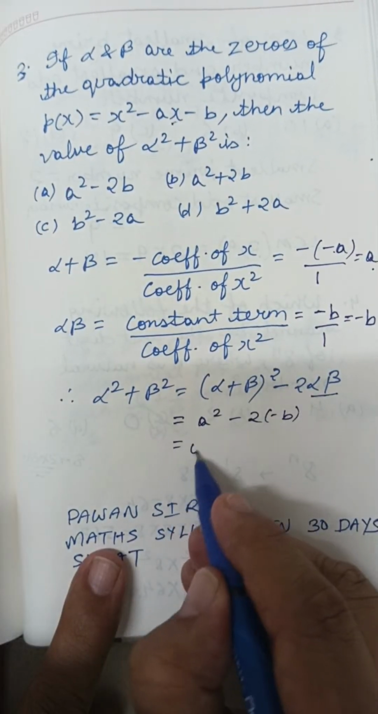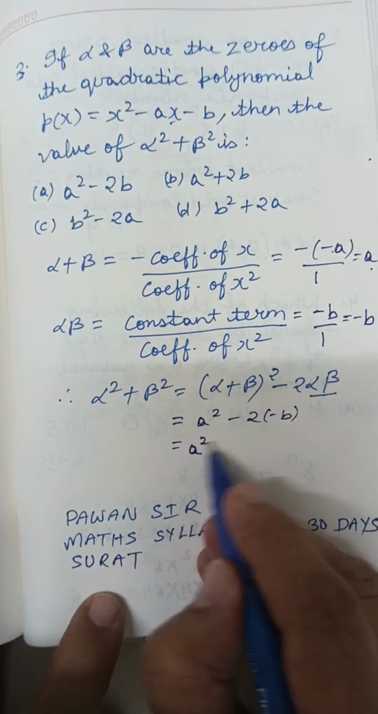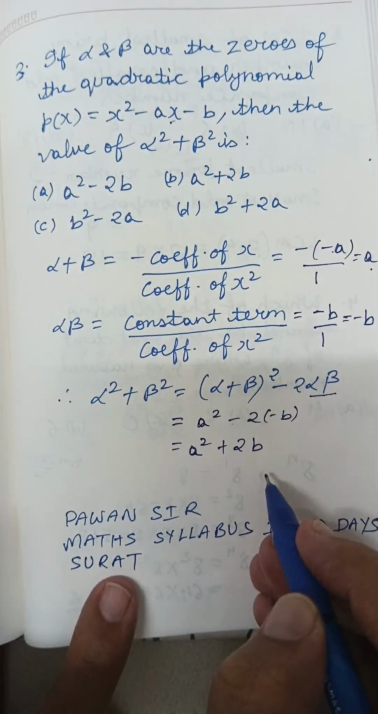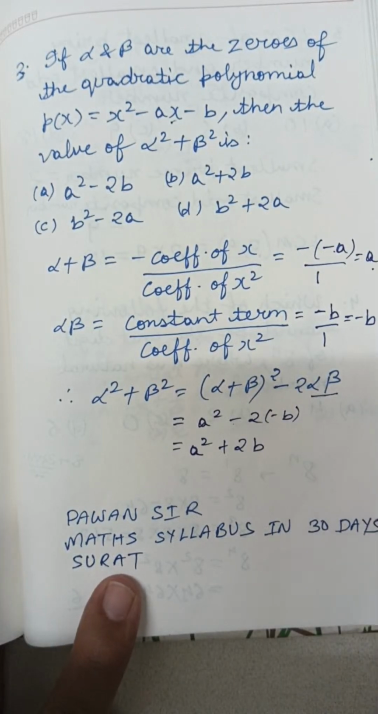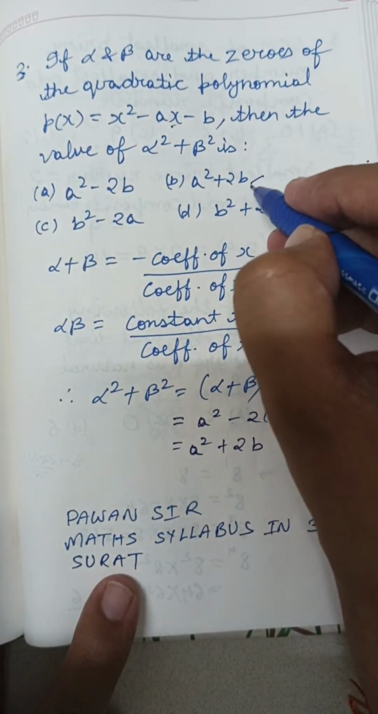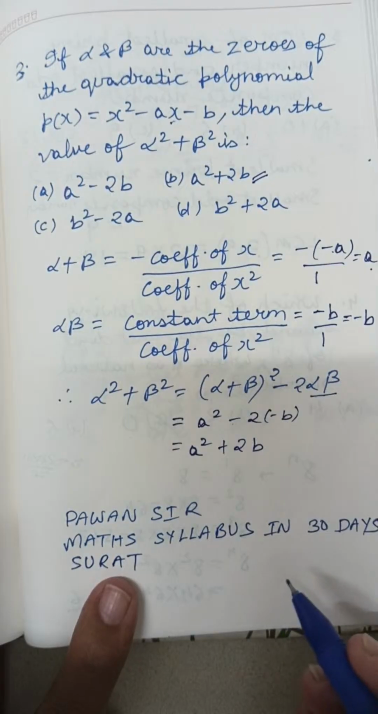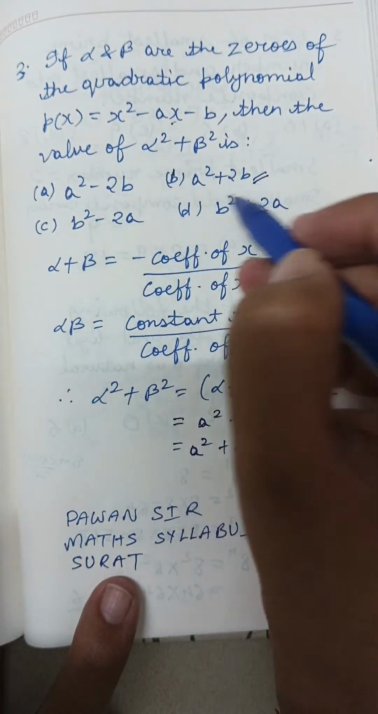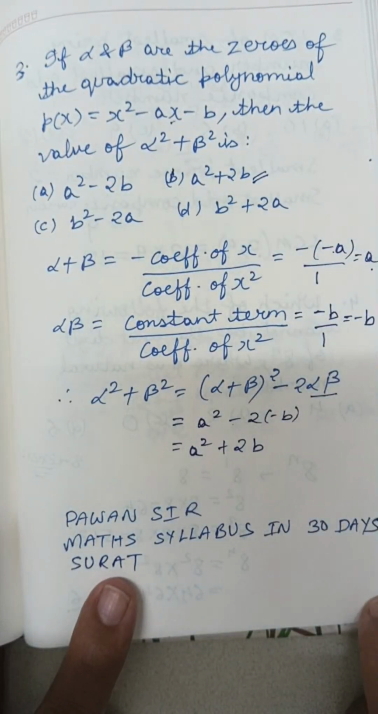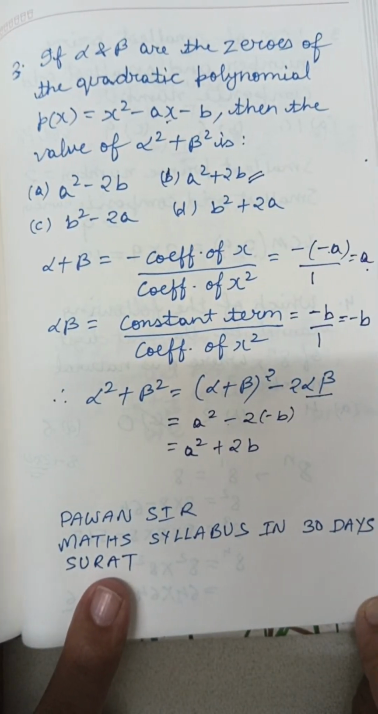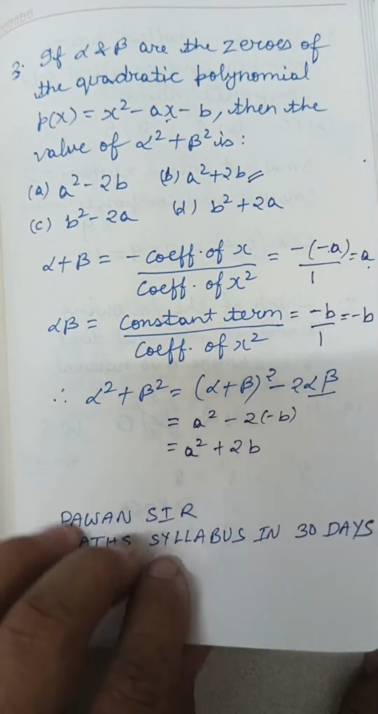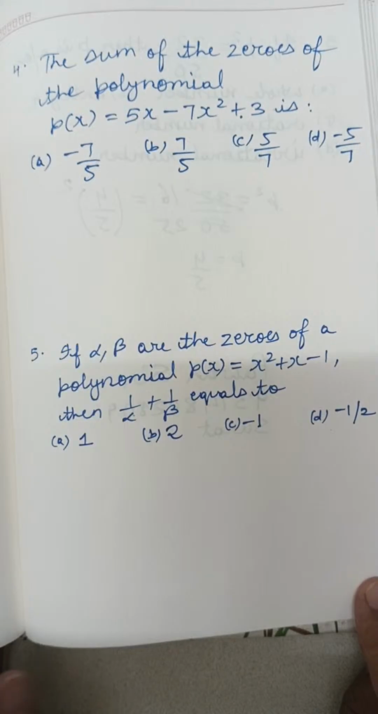So we are getting a square, negative negative positive, a square plus 2b. So what is the correct answer? In this, the correct answer is a square plus 2b. So option B is the correct answer, a square plus 2b. So this completes our third MCQ. Third MCQ means third important MCQ of this chapter.